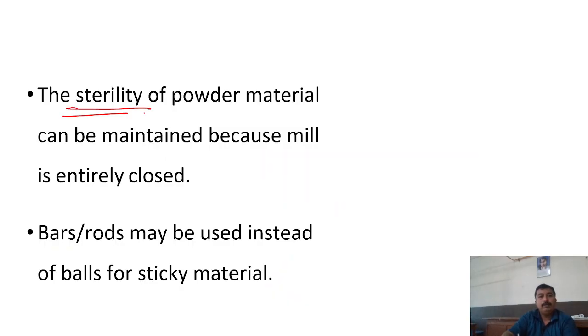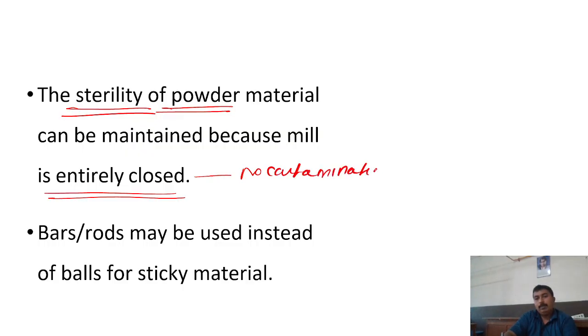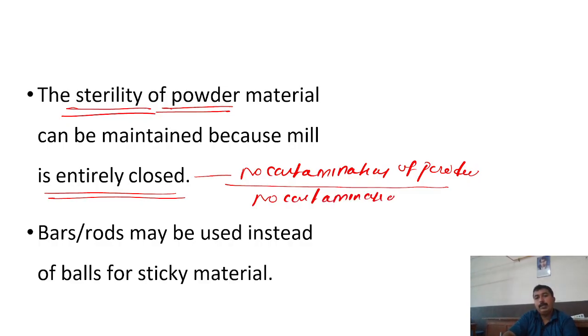Sterility, meaning a microbial free environment of the powder, you can achieve because the drum is entirely closed. So no contamination of powder will take place. How? Because the chamber is entirely closed, as well as no contamination of the room where the ball mill is operated. Why? Because again there is no dust generation and the chamber is entirely closed. So no hazardous health effect on the workers will occur.